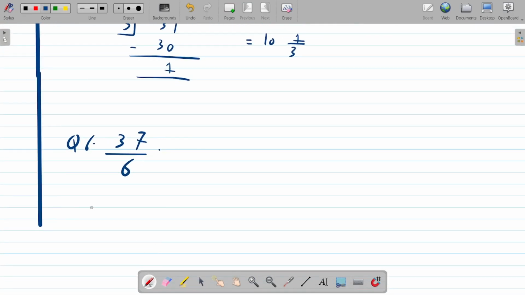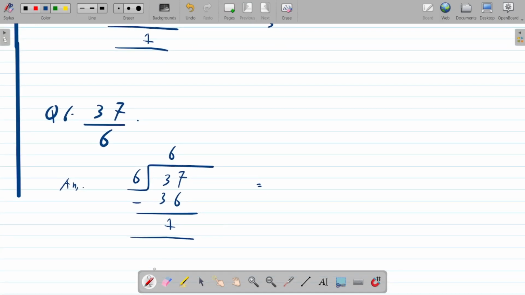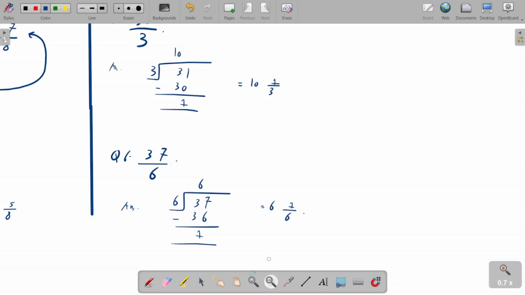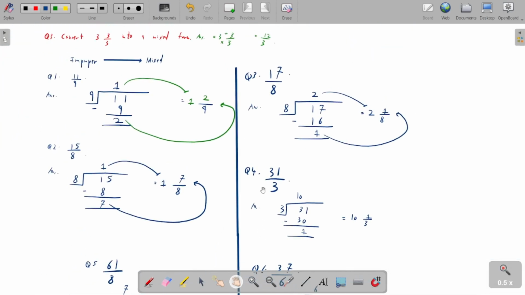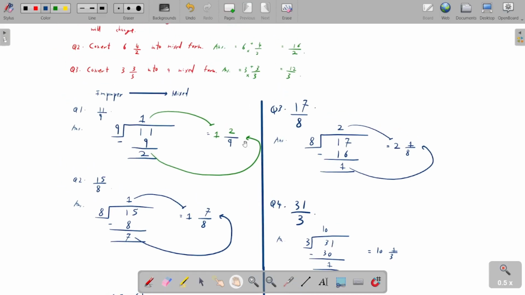Okay, for this one, what do I multiply with 6? 6, so I get 36, correct, 1. And what do I get in the end? 6 and 1 divided by 6. Yeah, good, correct. So those are other questions for converting improper to mixed.